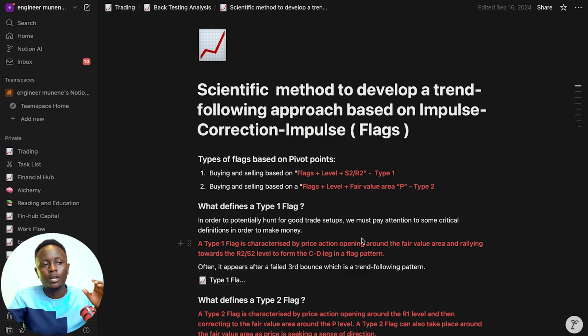For example, what I'm trying to develop a playbook around right now is trading flags. And flags are essentially a correction pattern. What flags basically are is you'll have an impulsive leg, you'll have a correction, and then you'll have another impulsive leg. So anytime a trend develops, the corrections will sometimes come in the form of a flag pattern, okay?